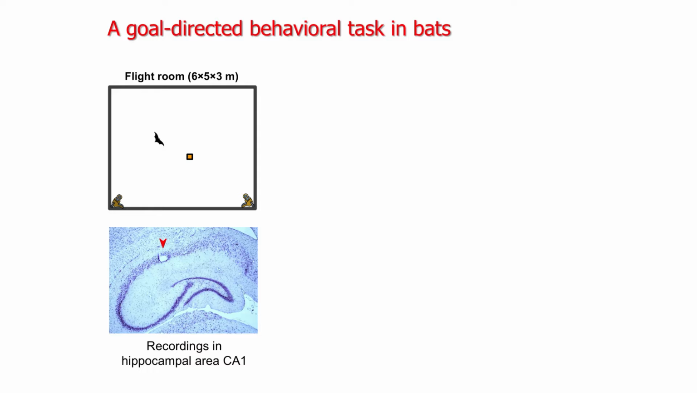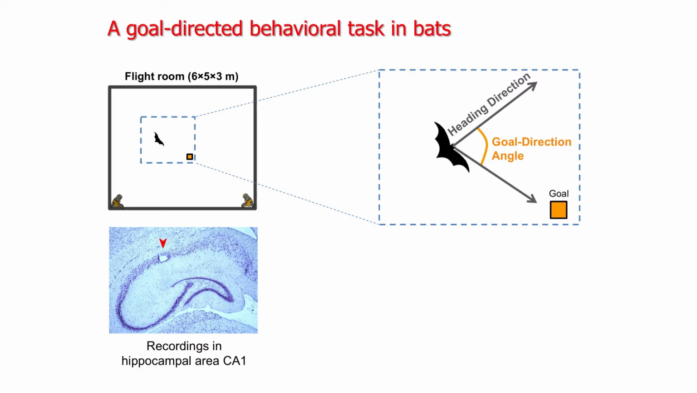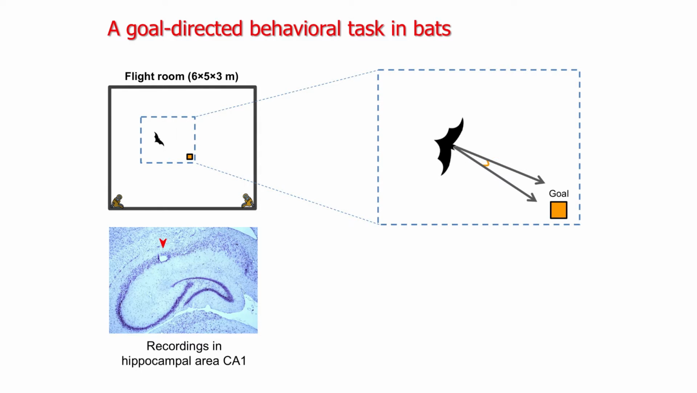To test this, I did the following simple experiment. There is a goal in the middle of the room, just a platform with food, where the animal has to fly around and around randomly and then land on the goal. We record from CA1, and we define this goal direction angle, which is the angle between the direction to the goal and the heading direction of the bat. So in this case, when the bat is flying roughly towards the goal, the goal direction angle is small. And then the question is, are there neurons that are tuned to goal direction?